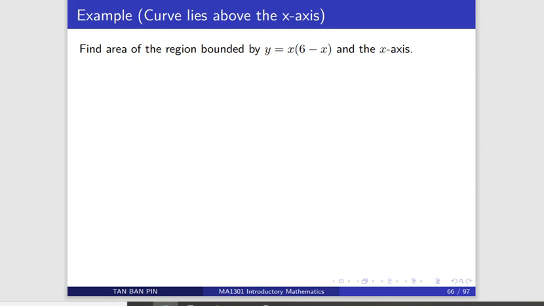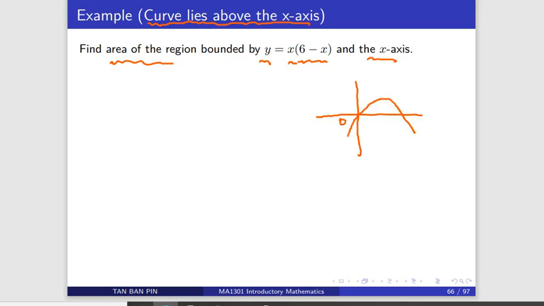In this example, we consider finding the area of the region bounded by y = x(6 − x) and the x-axis. You'll find that this example shows you how to find the area of a region where the curve lies above the x-axis. If you consider x(6 − x), you can sketch the graph. The graph will look like this.